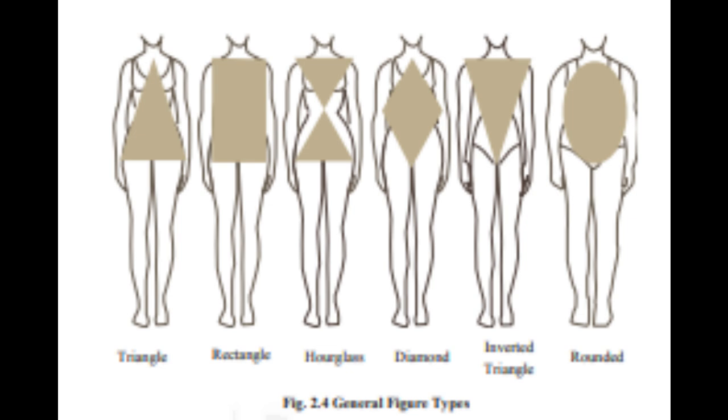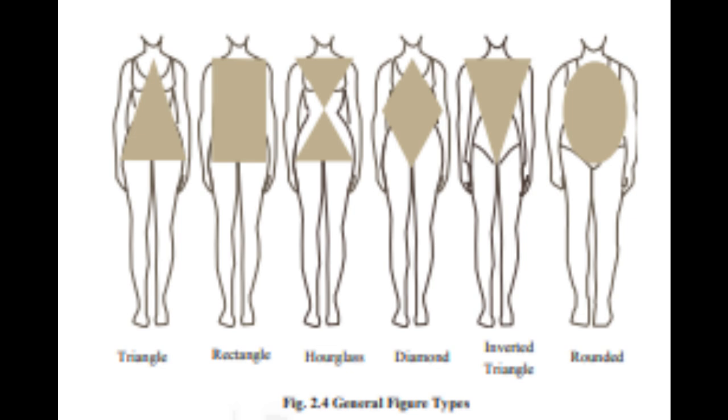Fig. 2.4. Diamond figure type. It is not very commonly seen in people. It is characterized by narrow shoulders and hips and a wide waist. Basically, the weight is concentrated in the midriff, waist and abdomen. Therefore, the body seems tapering at shoulders and hips and expanded at the waist, creating a diamond-like shape.